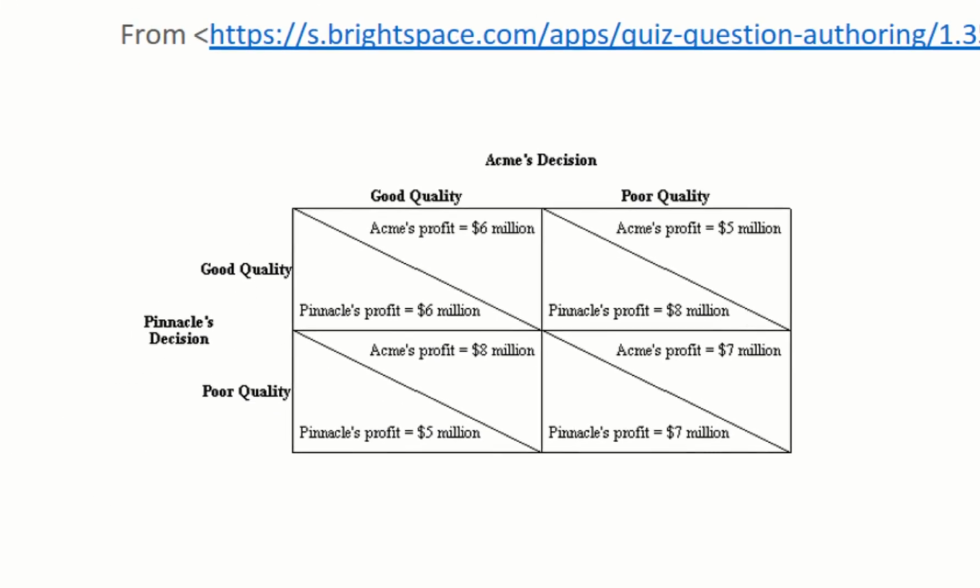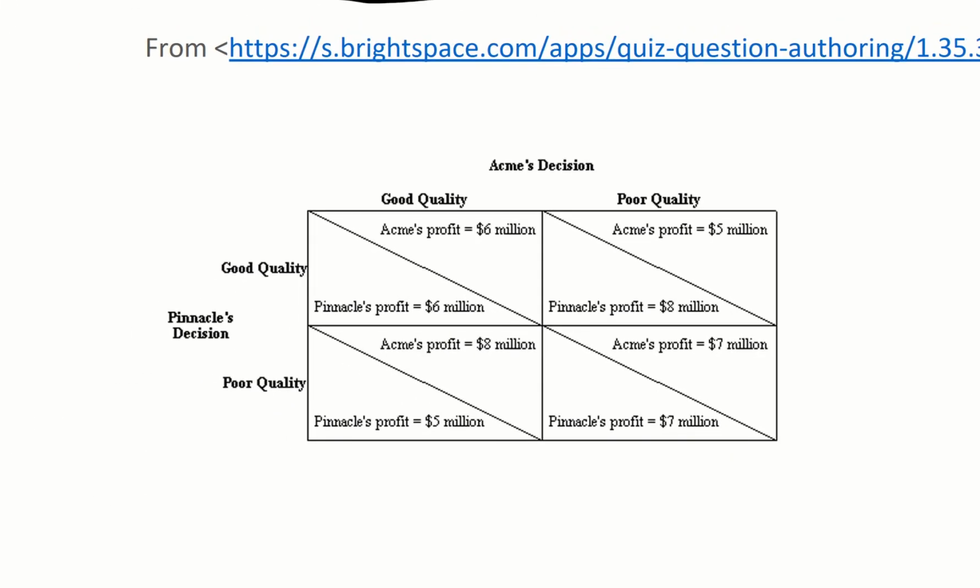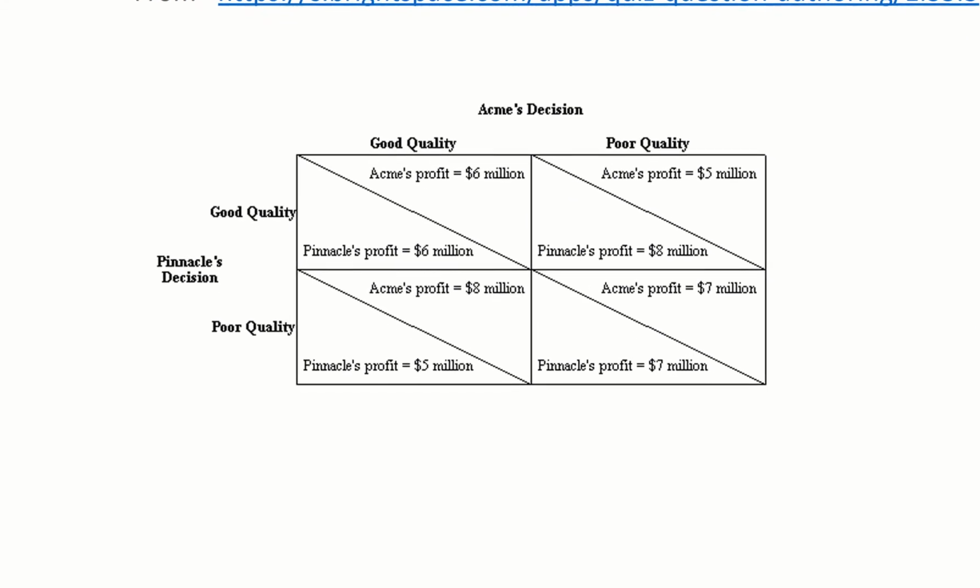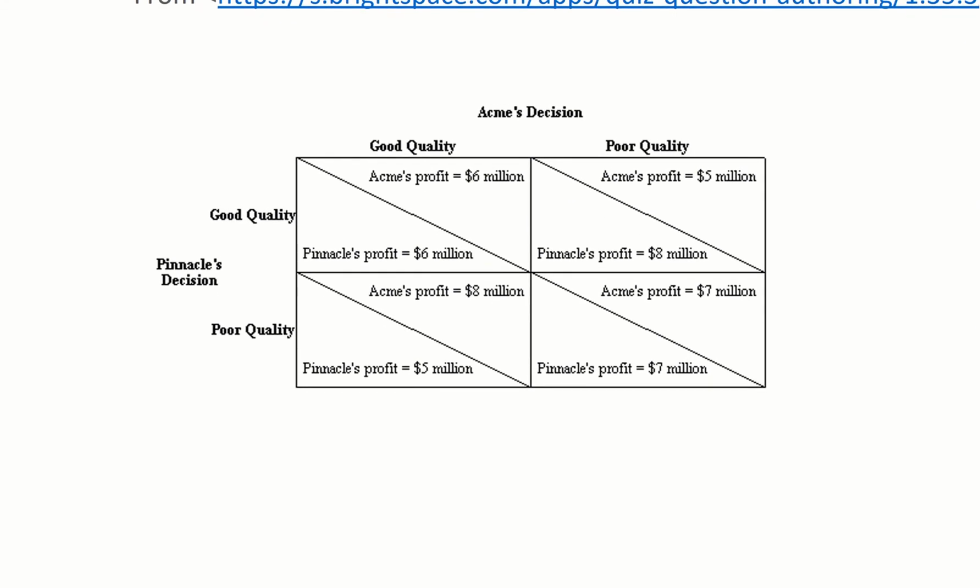So this is another quiz question. We have 2 companies, and they both have a choice to produce either good quality or bad quality. And then this is the payout, so this is how much profit each company makes. And then the question will be asking, what is the Nash equilibrium? Now, before we go into details, if you look at the numbers here, what is the best outcome for the entire market, for everybody involved, for both Acme and Pinnacle?